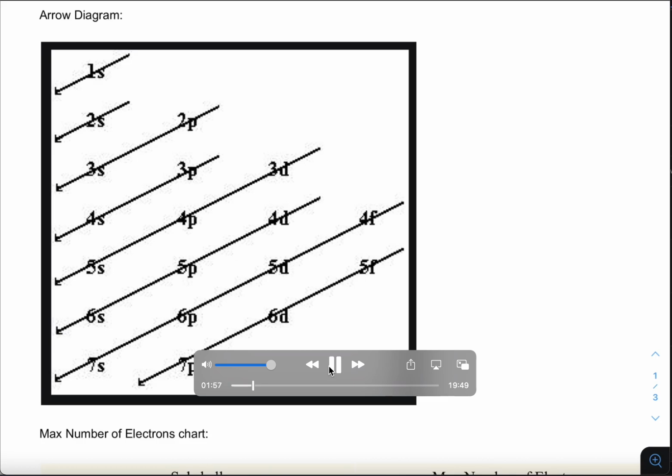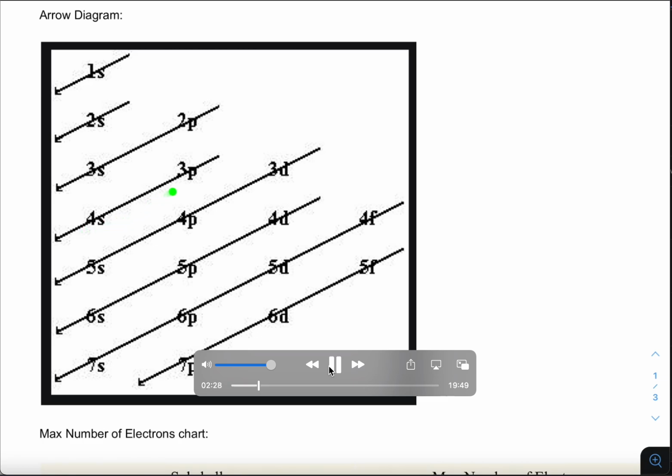So the arrow diagram, you need to follow the arrows. So make sure you're starting at the back of an arrow, going to the front, then the back of the next one to the front, and so on. So you don't want to ignore the arrows and just go left to right, because what will end up happening is that after 3p, you would go to 3d, which is not correct. If you follow the arrows, you'll see that 4s comes after 3p.